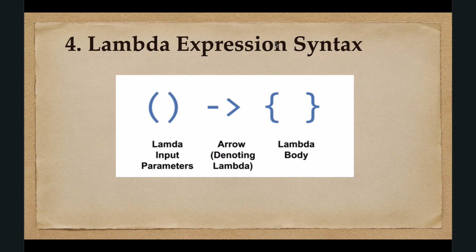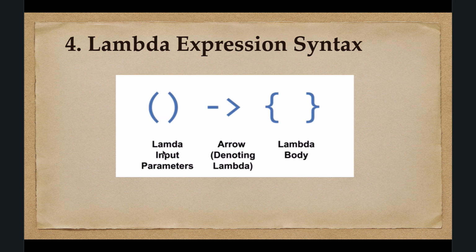Explain lambda expression syntax. Well, this question may be especially asked for the beginners because the interviewer just wants to check whether the candidate is familiar with the lambda expression syntax or not. Okay, just try to write this syntax on a paper if you have paper and pen in your hand, and try to explain this syntax. Okay, so this syntax basically contains three parts. First part is lambda input parameter, second part is arrow, third part is lambda body.